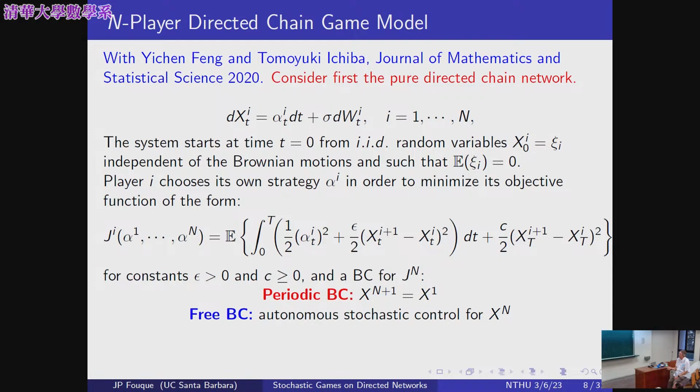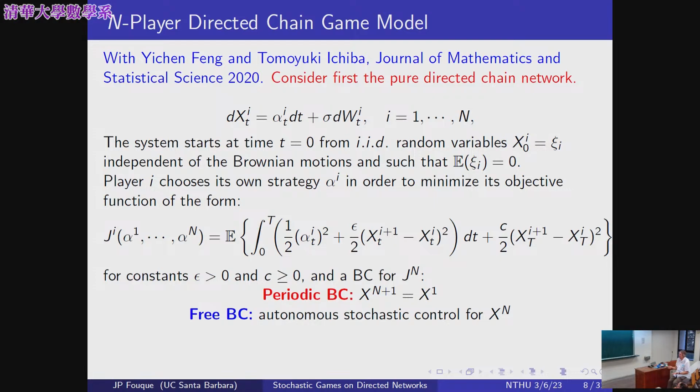And now this is the interaction. If you look at this interaction, this is for agent I. Agent I wants to be close to I plus 1, because he wants to minimize the square. Epsilon is positive. It's not small, it's just a positive number. So this means that agent I wants to be close to I plus 1. That was our interpretation of I plus 1 affecting I, because I wants to be close to I plus 1. You see? Okay. So this is the directed chain, if you want. That's where the directed chain is.